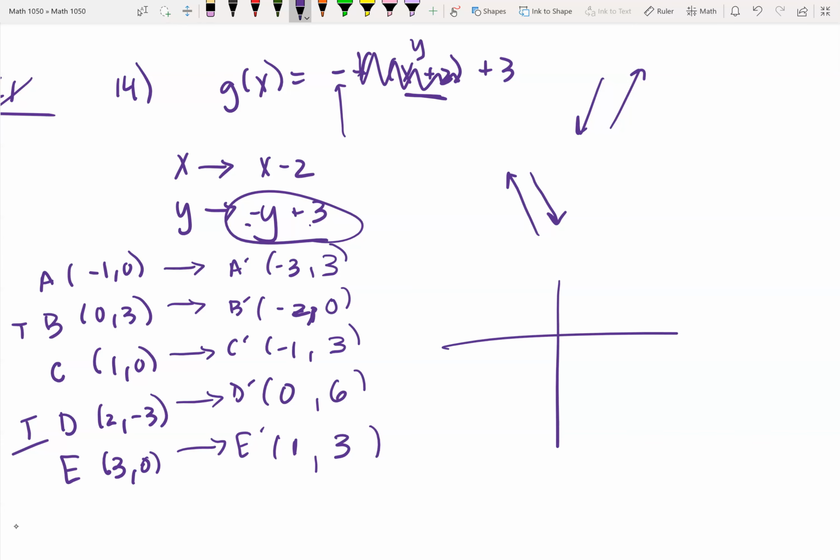Okay, so let's plot this. Left 3, up 3, put a dot, label it A prime negative 3 comma 3. Negative 2, 0, put a dot, label it B prime negative 2, 0. Negative 1, positive 3, C prime negative 1 comma 3. 0, 6 is here. That is D prime 0 comma 6. E prime is 1 comma 3. Label it E prime 1 comma 3.